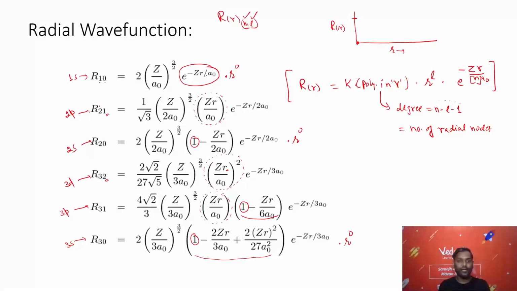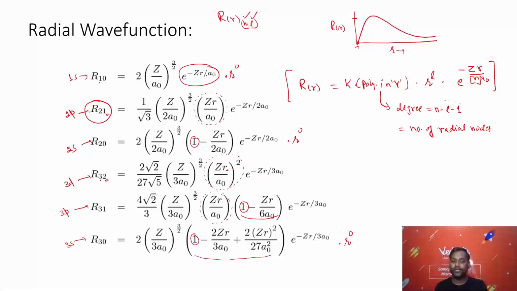So suppose you have this R21. Let us plot the graph for R21. So I know that in this case the polynomial is having degree 0. n is equal to 2, l is equal to 1, so 2 minus 1 minus 1 is 0. So it won't be 0 at any point except origin and infinity. At origin it will be 0 because there is r power 1, so r is there. When you multiply this with r, it becomes 0, and at infinity it will be 0. So it will look like this. This is the radial wave function for a 2p orbital.